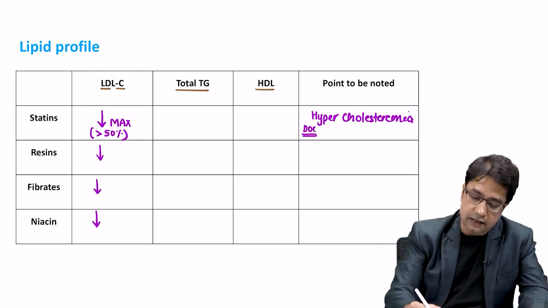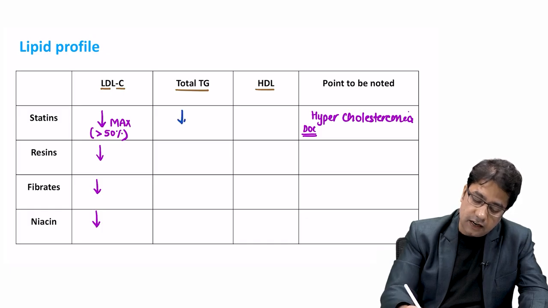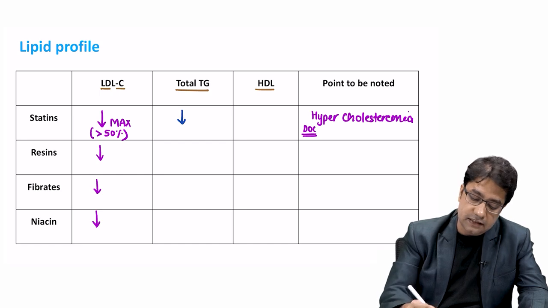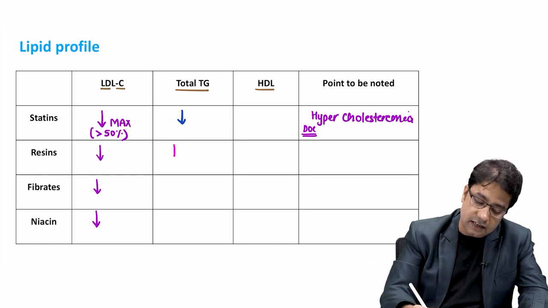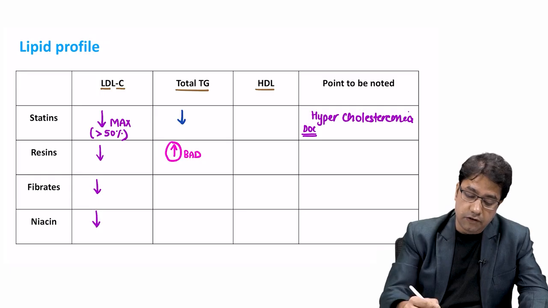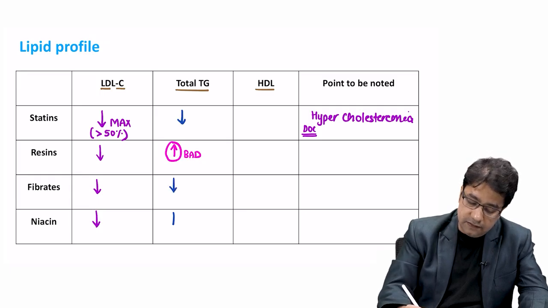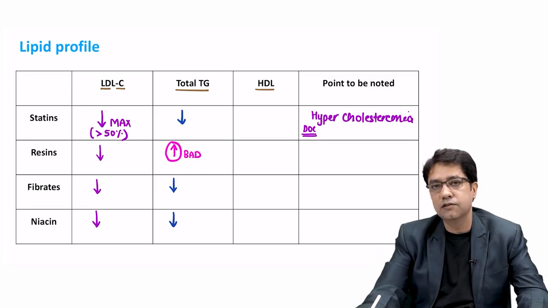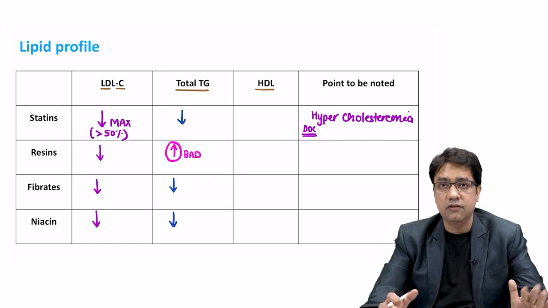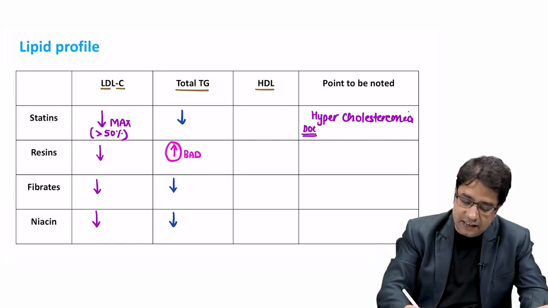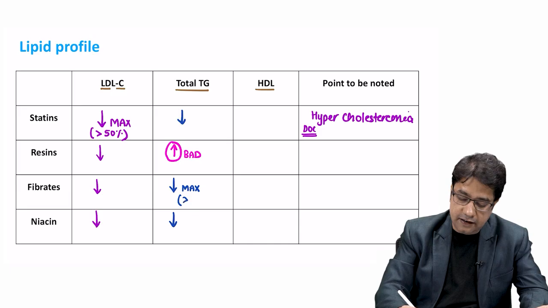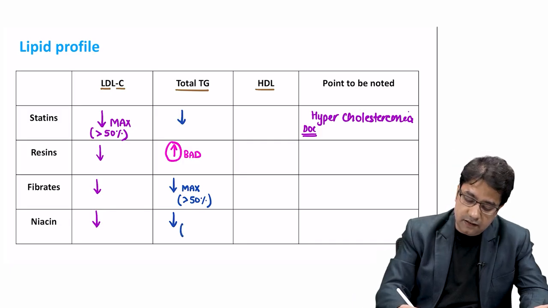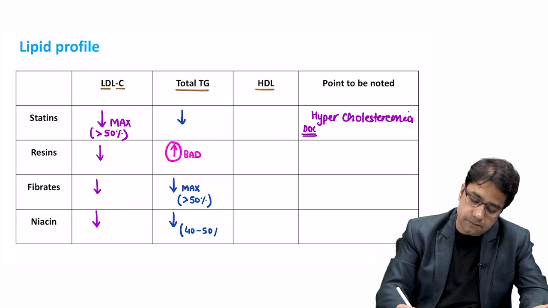What about triglyceride level? Statins can reduce triglyceride level. Resins can increase triglyceride level. Hence, they are bad. Fibrates also decrease triglyceride level. And niacin also decreases triglyceride level. But which drug causes maximum decrease in triglyceride level? The answer is fibrates. Fibrates can reduce triglyceride by more than 50%. What about niacin? Some 40 to 50%.